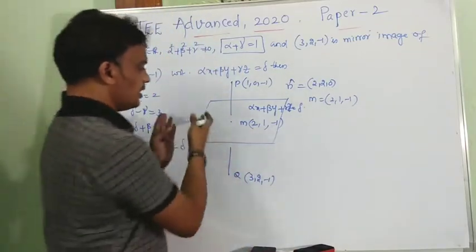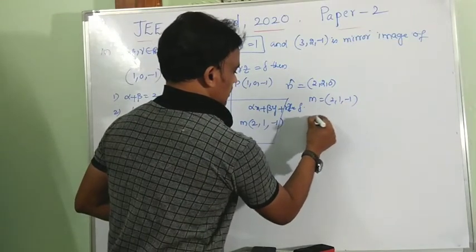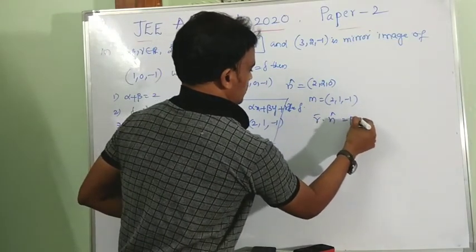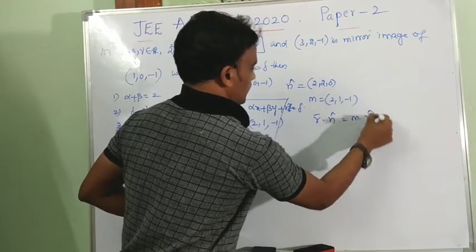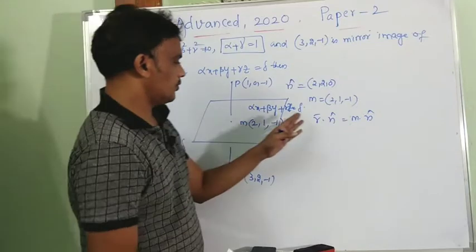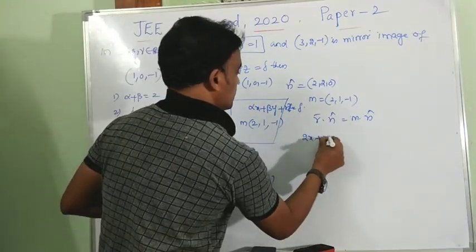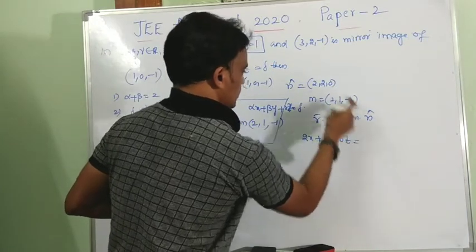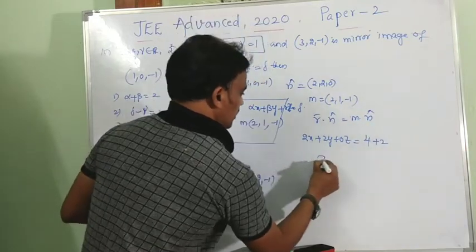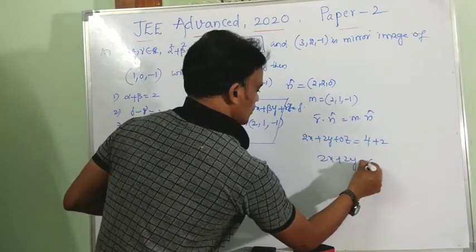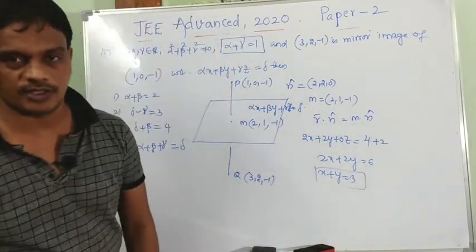So what is the equation of the plane? It is r dot n cap equals M dot n cap, where r is (x, y, z). So we can take 2x plus 2y plus 0z equals M dot n, which is 4 plus 2 plus 0. Yes, it is 2x plus 2y equals 6. That means x plus y equals 3. This is the equation of the plane.